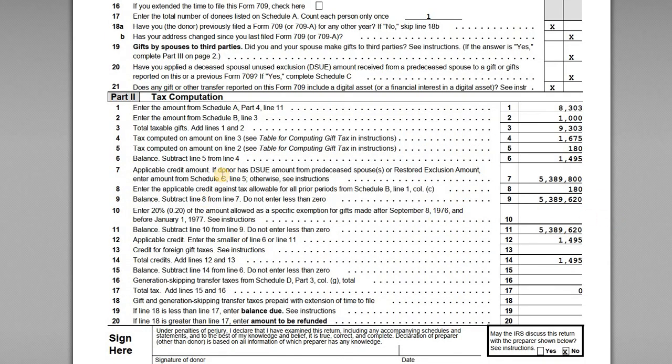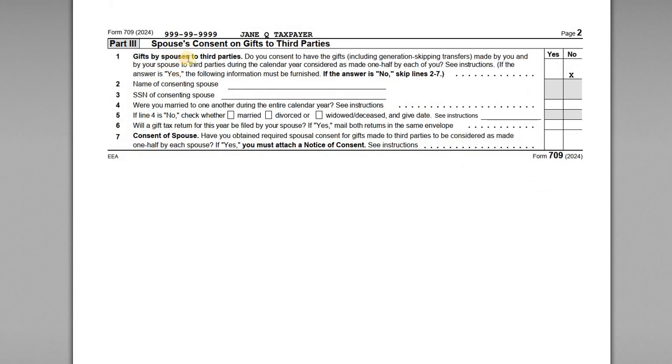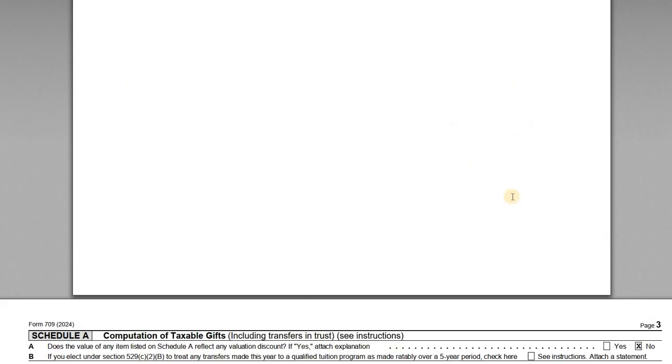Now, in part 2, we need to complete schedules A and B first, and then we'll come back to the amount of the gift that is taxable, and then do a tax computation using the tables in the gift tax instructions. So if we go to Schedule A, Part 3, spousal consent on gifts to third parties. We don't have any consent elections here because Jane is not married, so that's just answered no. And then we can skip lines 2 through 7.